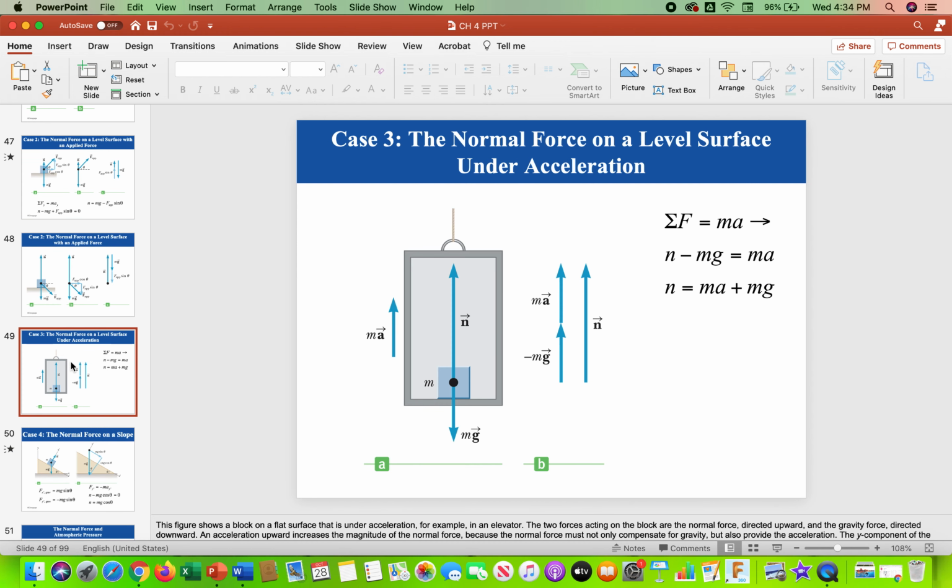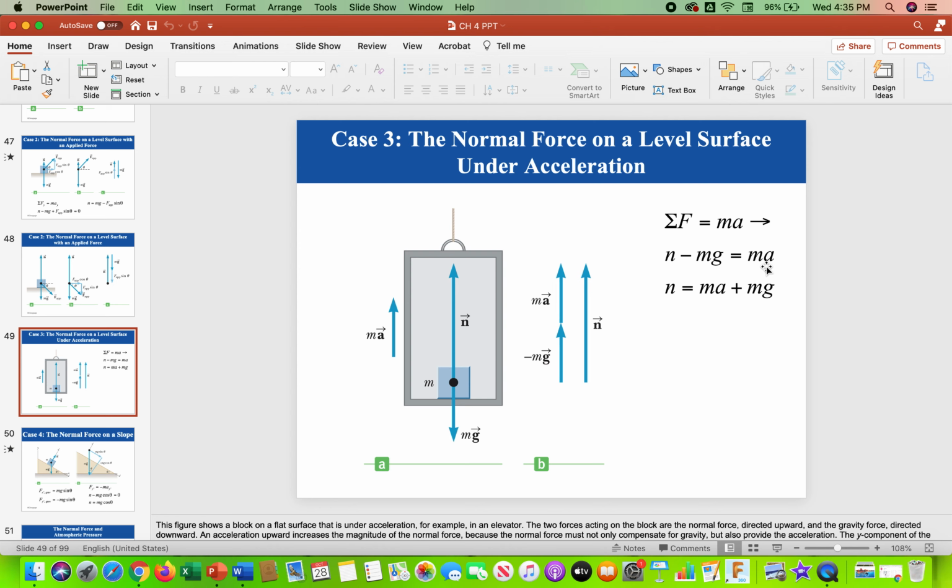If I put the object on an elevator, and the elevator is accelerating upward, then N won't be the same as mg either, because this surface has to push harder on the block than gravity is pulling down in order to accelerate it upward. So in this case, the net force is N minus mg. N is bigger than mg, so we get N minus mg equals ma.